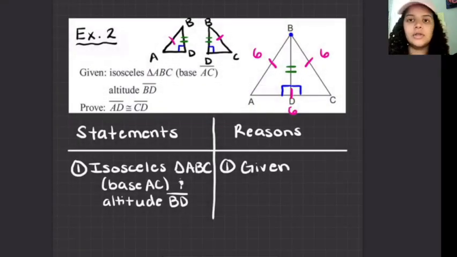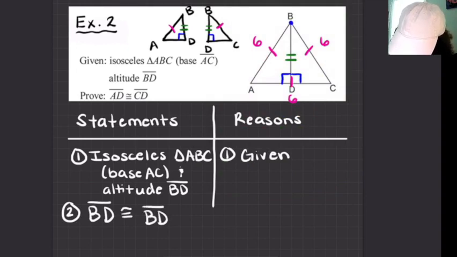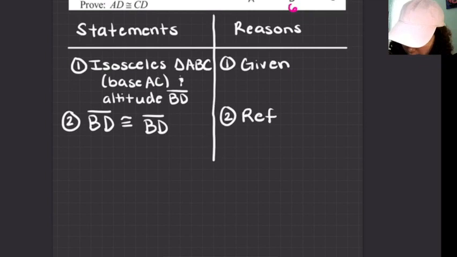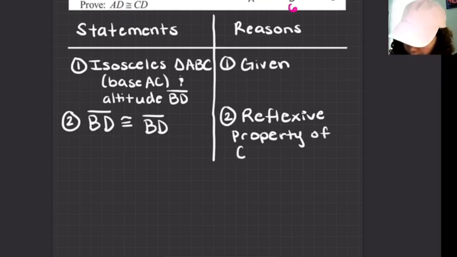So now from here, I can say that my second statement is that BD, segment BD, is congruent to itself. And when you say something like that, the reason is because of what we call the reflexive property of congruence. That reflexive property just means that you're saying that one thing is congruent to itself. Okay, so like 1 is equal to 1. That's what we're doing right now. Reflexive property of congruence.